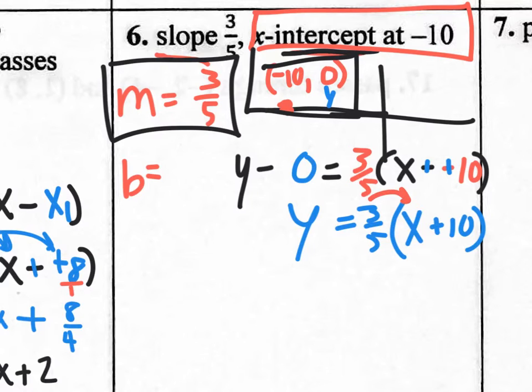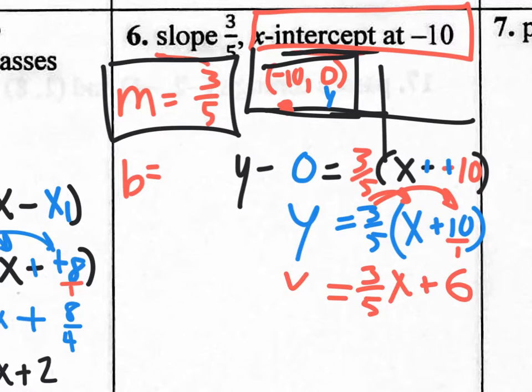3/5 times x will simply be 3/5 x. That's easy. 3/5 times 10, you could put the 10 over 1, and then you could say, okay, 3 times 10 and 5 times 1. 3 times 10 is 30, and 30 over 5 is 6. I kind of did that work in my head. I hope you guys got that. Got it? Okay, so on the left side, we have y equals, and guess what? We're done. Y equals mx plus b is right there.